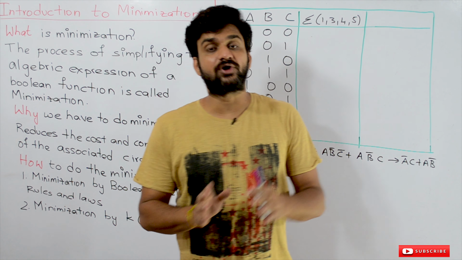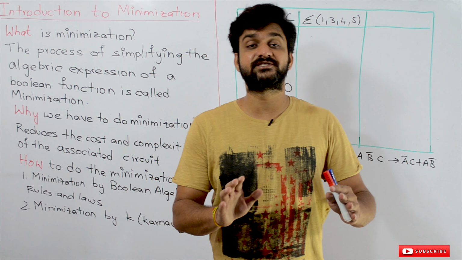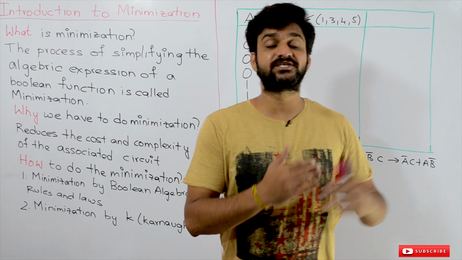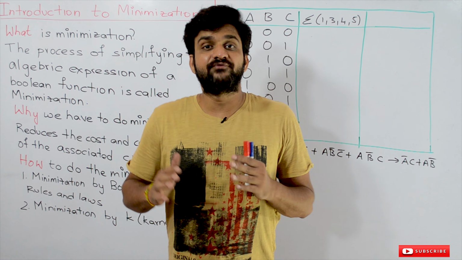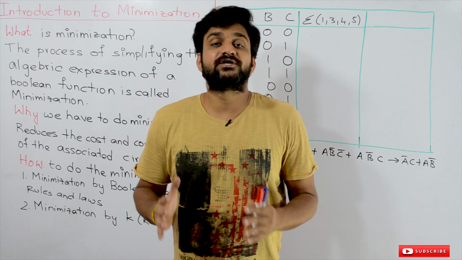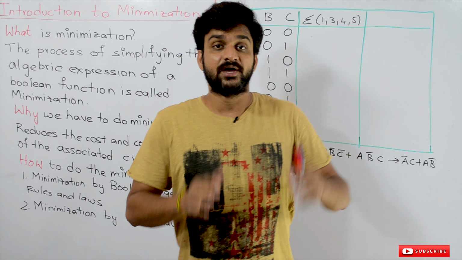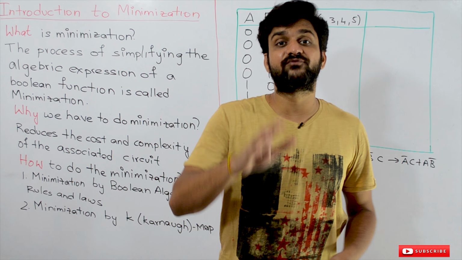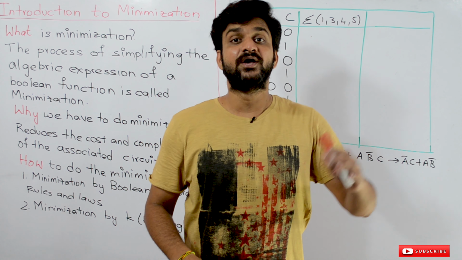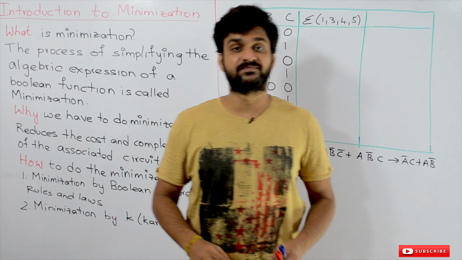Hope you have watched all those sections, because each and every section is related to another section. If you want to have better understanding of minimization, you need to have better understanding of logic gates and boolean algebra. In order to have better understanding of logic gates and boolean algebra, you need to understand number system.